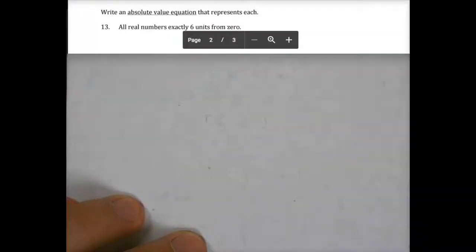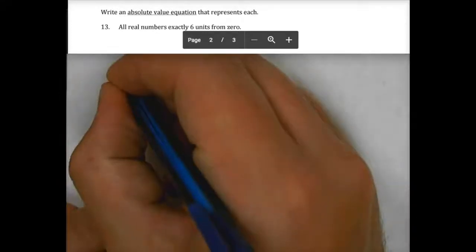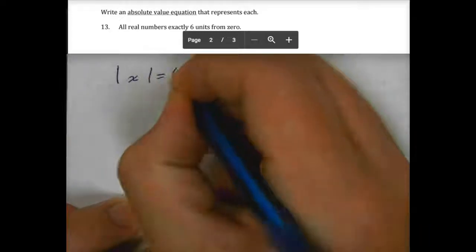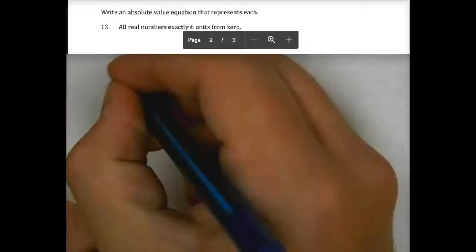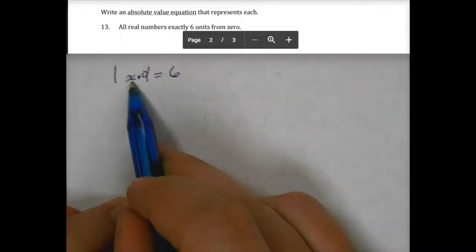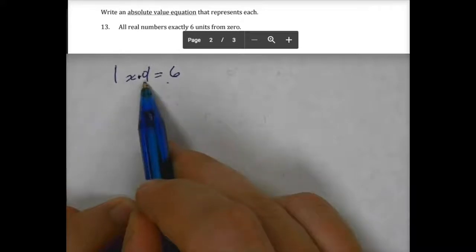Alright, so this problem comes from your homework. We have: write an absolute value equation that represents each situation. All real numbers exactly 6 units from 0. So if I want 6 units from 0, that just means the absolute value of the number that is 6 units away from 0. We could also do plus 0 inside there, but it's not really necessary. But essentially it's just taking the value and it is 6 units away from 0.